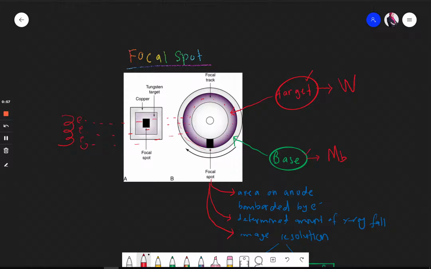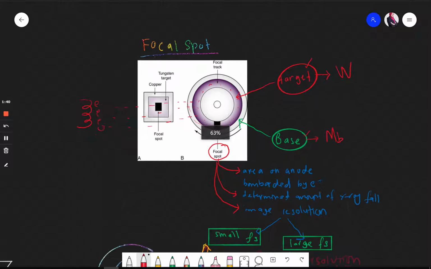Okay. And on the target, we have the focus part, which we are going to explain in detail in this session. So the meaning of the focus part is the area on the anode which is bombarded by electrons coming from this filament. So this focus part will determine the amount of X-ray produced. The larger the focus part, the greater the amount of X-ray produced. And thirdly, the focus part will determine the image resolution.